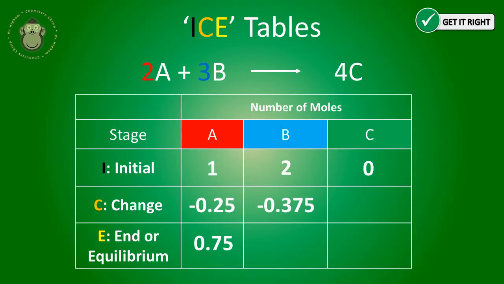Calculating the amount of salt is a little easier because we've got a 2 to 4 ratio, or a 1 to 2. So if we've used 0.25 moles of A, we must have produced 0.5 moles of C. And then the calculations are the same. So for B, we had a number of moles of 2. We've used up 0.375, so we're left with 1.625. For C, we start off with 0, and then we add 0.5 moles, so we end up with 0.5 moles.